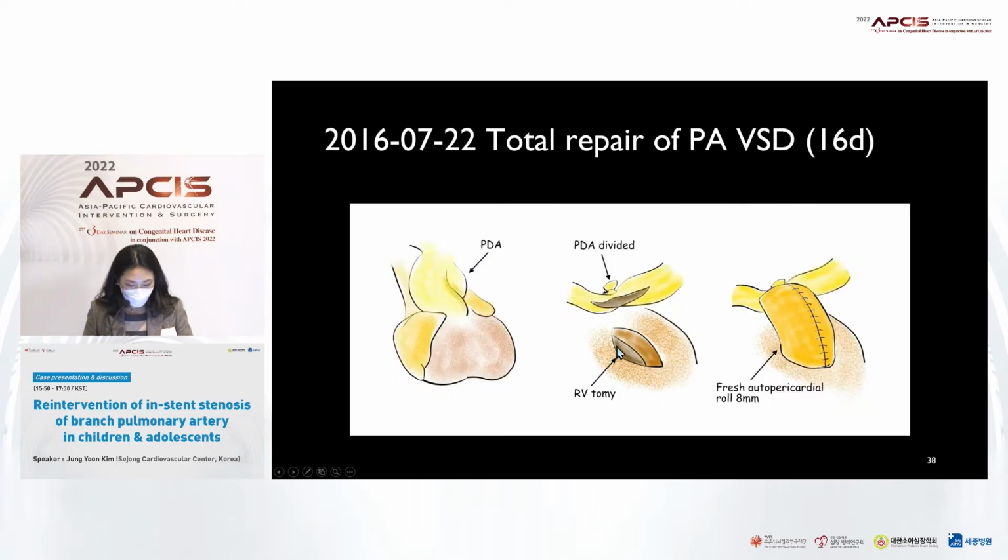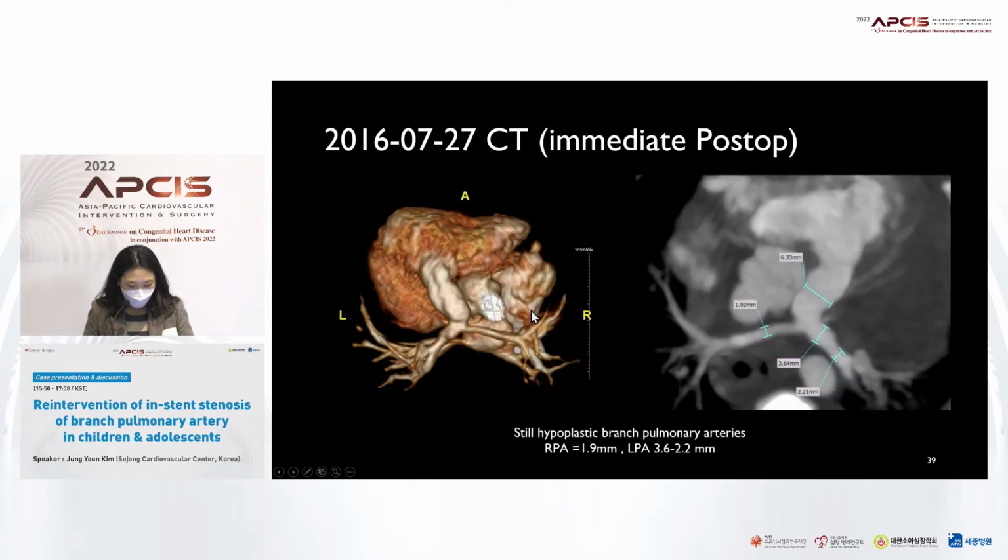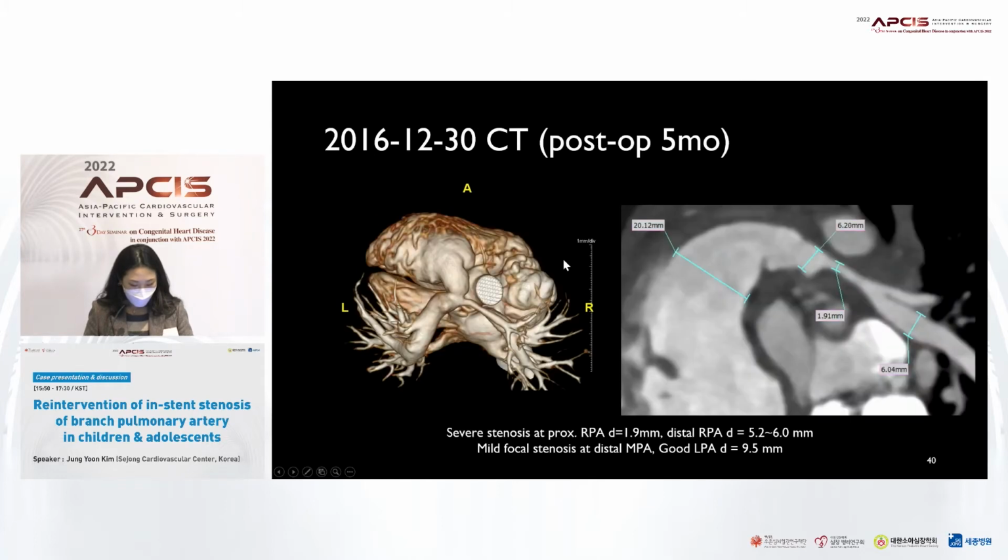He underwent total repair of PA-VSD, with an RV to PA conduit using an 8 millimeter fresh autopericardial roll, at the age of 16 days. The immediate post-op CT scan shows still hypoplastic branch pulmonary arteries, especially the RPA. The post-op 5-month follow-up CT shows RV enlargement with an RVOT aneurysm, mild focal stenosis of the distal MPA, severe stenosis at the proximal RPA, and a relatively good LPA.